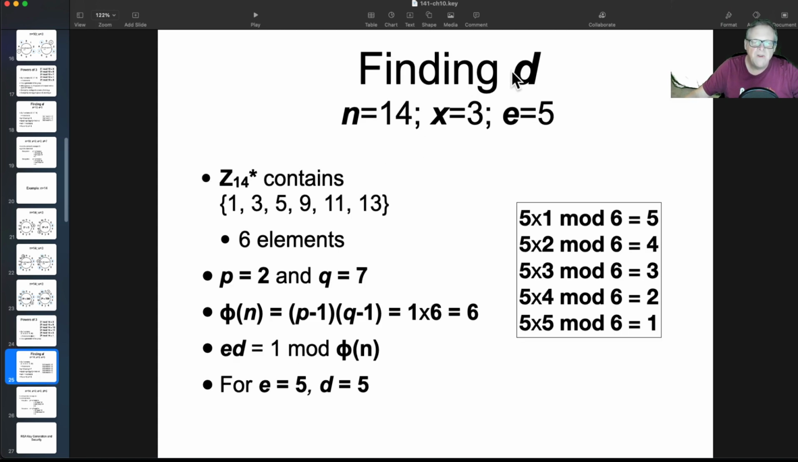All right, so now we're going to find D. So here N is 14, and E is 5. We're going to multiply 5 by various numbers, mod 6, which is phi. So 5 times 1, and so on. You find that 5 times 5 mod 6 is 25 mod 6, which is 24 plus 1, so that's 1. So 5 is the decryption key. So if E is 5, D is also 5.